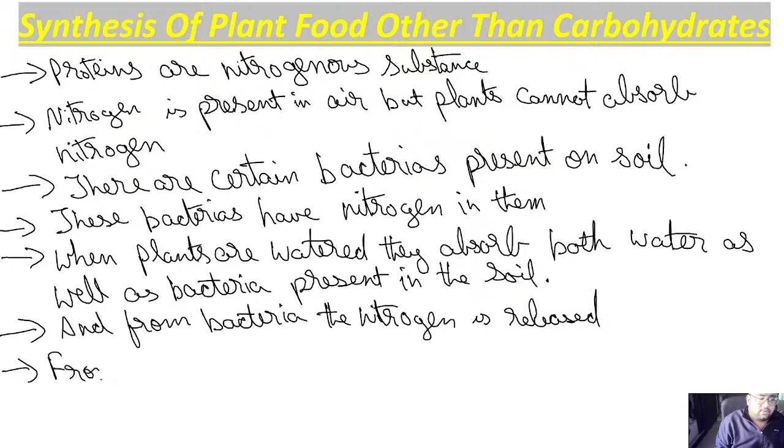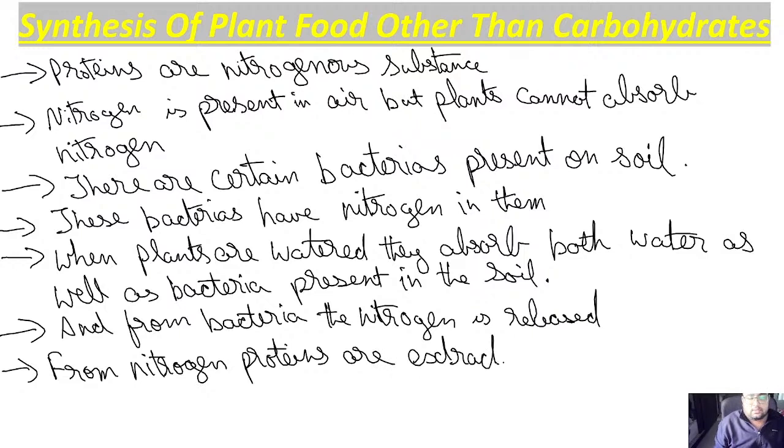From nitrogen, proteins are extracted. This is how the proteins are taken by the plants. Proteins are also a part of the nutrition that plants require, a nitrogenous substance. Nitrogen is a gas, like carbon dioxide and oxygen. Nitrogen is another gas, and it is present in the air.